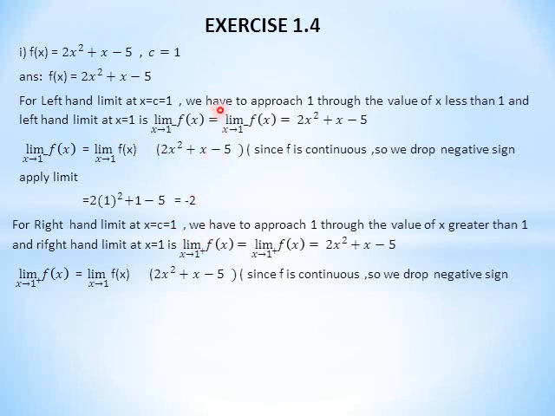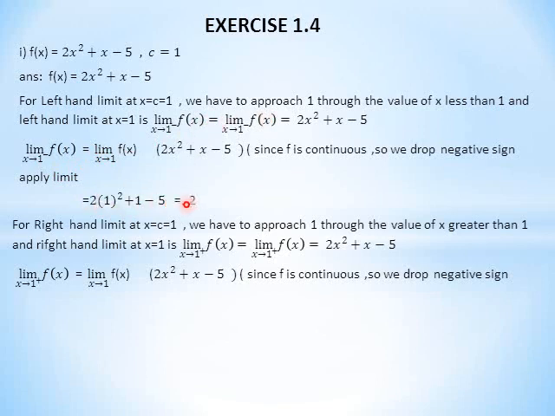Okay, but we have to approach 1, because that is what is written: the value of x less than 1. Left hand limit at x is equal to 1 means the limit as x tends to 1 negative of f of x. So the function should be continuous. Since f is continuous, we drop the negative sign to apply the limit, because both approach 1.